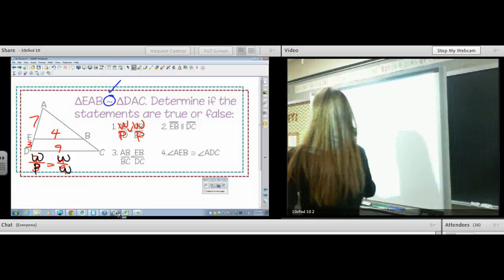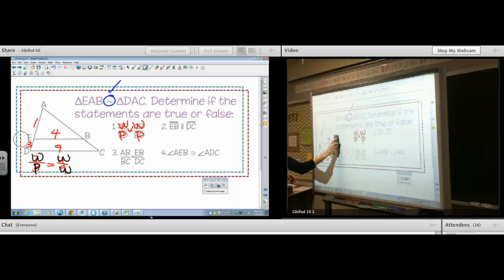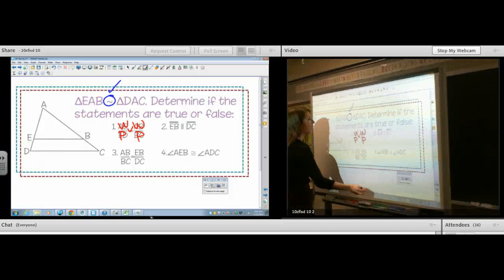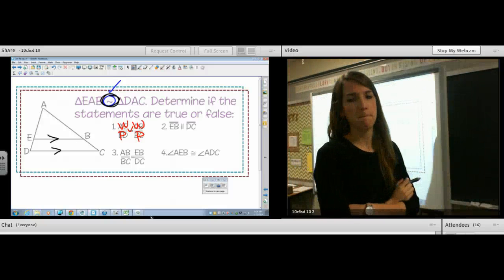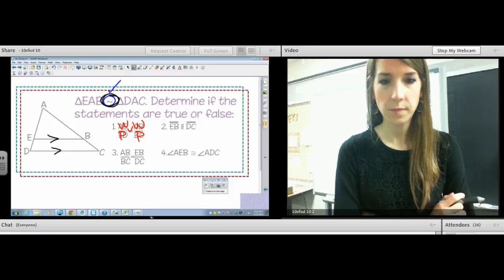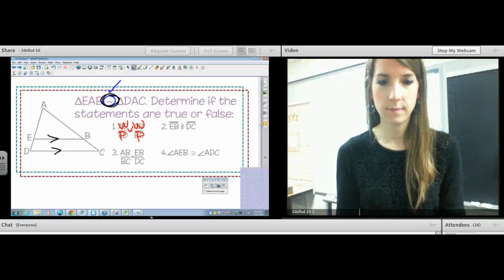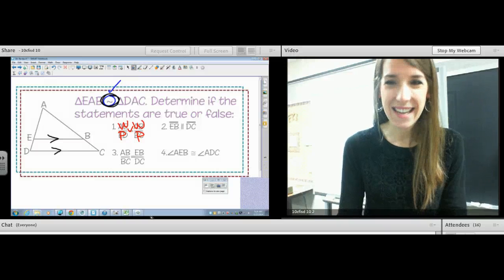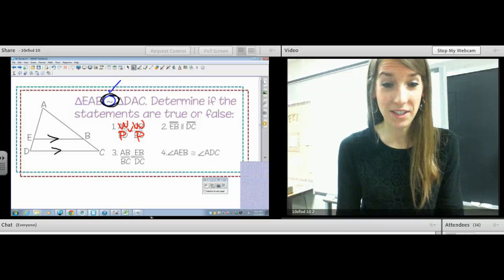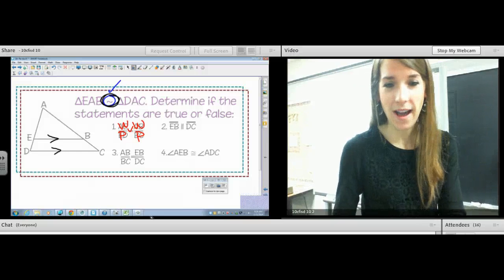Let's move on. Number 2. If these two triangles are indeed similar, then is EB parallel to DC? It is true. Does anyone know why it's true?